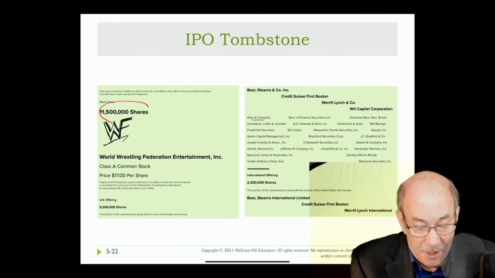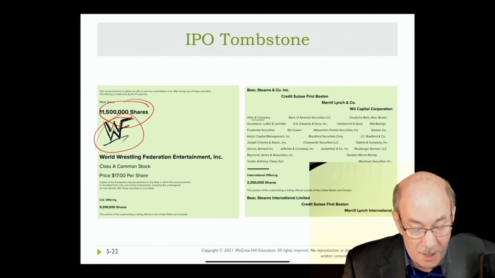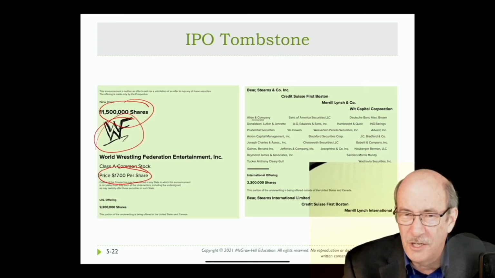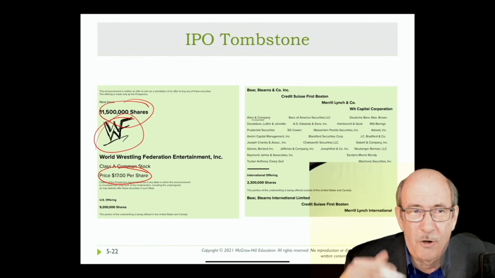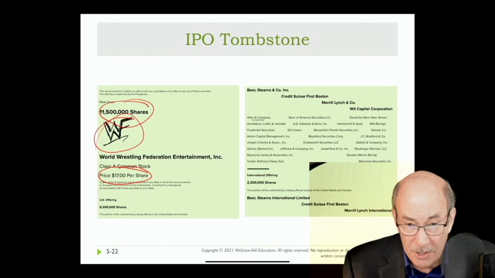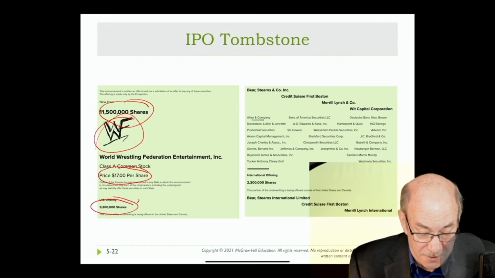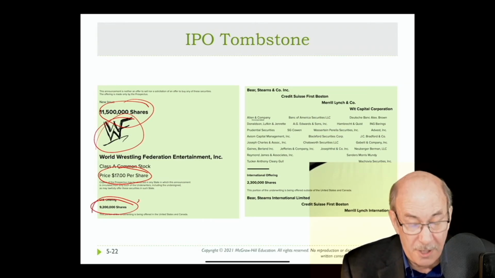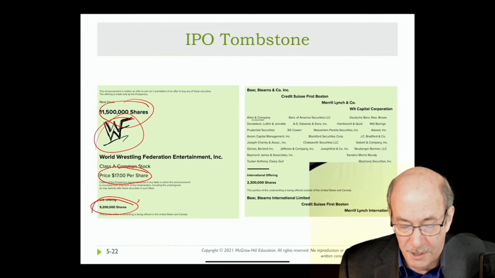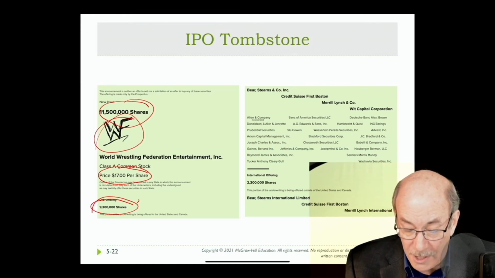And so here are the shares, here's the company, here is the expected price per share. Now that's going to adjust up and down right up to the moment when they actually do the issue. But that's the price we think we're going to go at. And the U.S. offering of this is actually only 9.2 million. The other 2 million are going to be offered in other markets internationally. And then we have the syndicate.